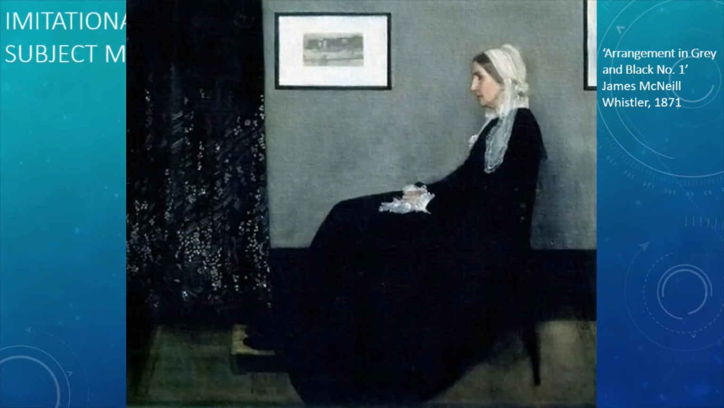For example, this painting, Arrangement in Gray and Black, number 1, by James Whistler, 1871, is a painting of a woman. It looks like a woman. It's proportioned correctly as a human. There's a picture on the wall. She looks as if she is real. So this would be a successful painting using the aesthetic theory of imitationalism.